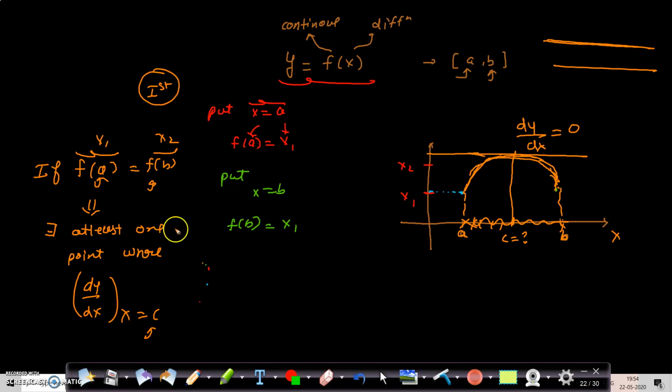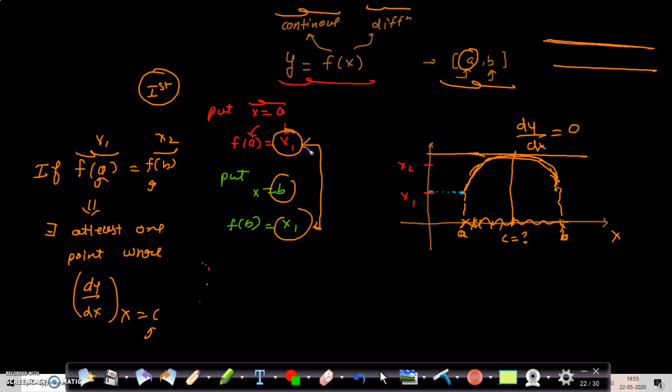And this is Rolle's theorem actually. This is Rolle's theorem. What it says is, if there is a function which is continuous and differentiable, and it is defined on the interval a to b, then first we put in the starting point and we get some answer. We put in the ending point and we get some answer. And we realize this answer and this answer are the same. The answer at a and the answer at b are the same. Then what is the conclusion?